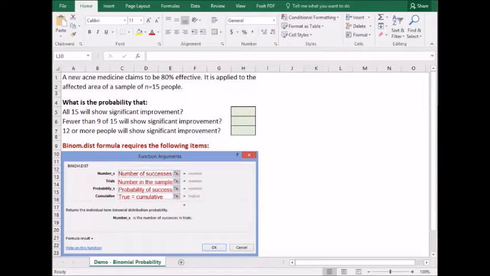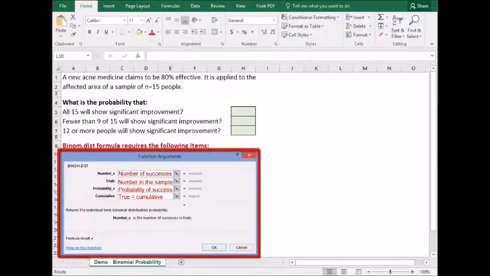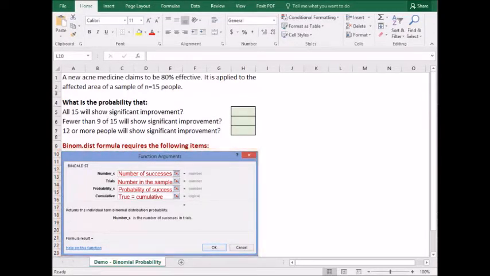In the first case, we are asked to determine the probability that all 15 participants will see significant success from using the medication. The binom.dist function in Excel makes it easy to solve this type of probability, but it is critical to know all the variables that go into the function. I've pasted in an image of the dialog box. Let's go through the first question and walk through the dialog box.